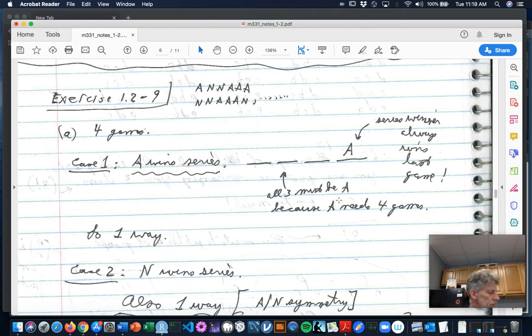Okay, number 9. The World Series in baseball continues until either the American League team or the National League team wins 4 games. How many different orders are possible if the series goes 4 games, 5 games, 6 games, 7 games? Now, by orders, I mean how many ways are there to state who wins each game in the series?